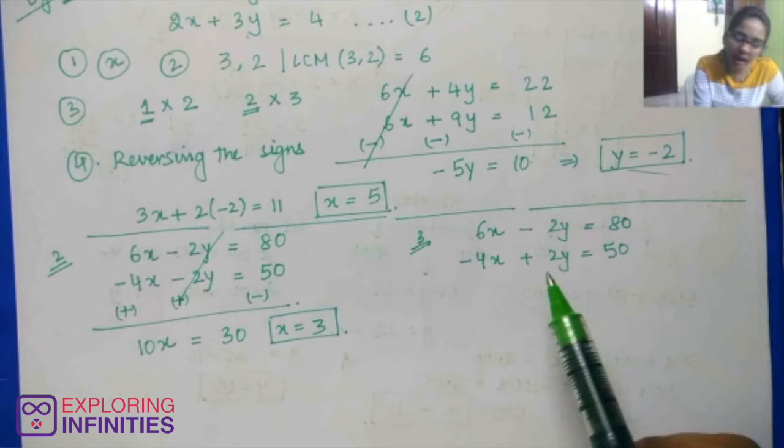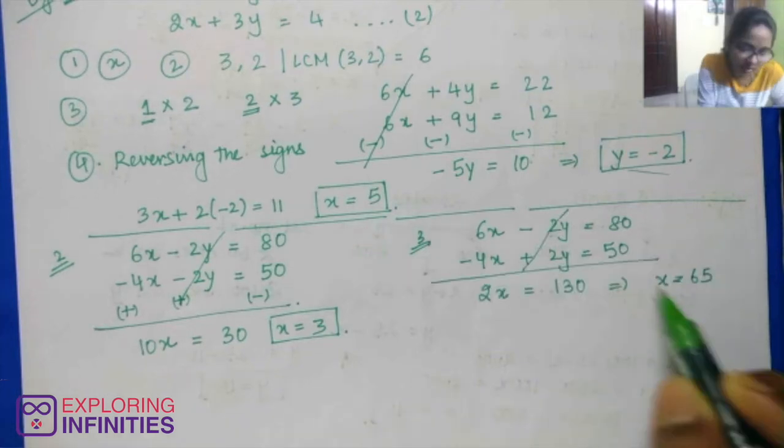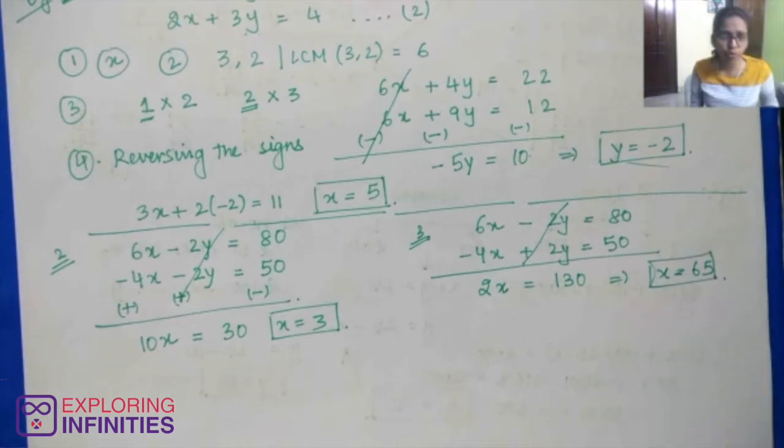So we have 2x is equal to 130, which makes our x equal to 65. So this is how you do your elimination method, the most important part being reversing the signs. Okay, so let's do a few word problems.